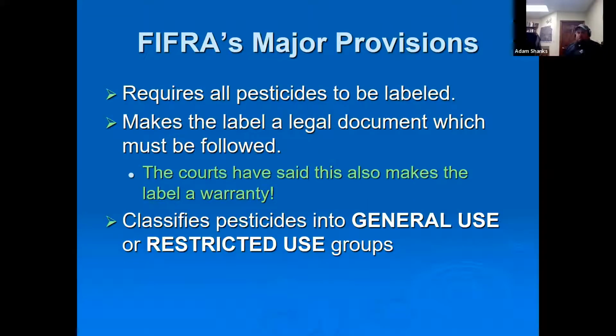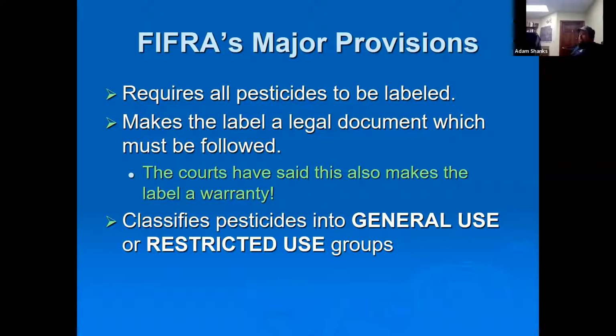So some of the provisions for FIFRA requires that all pesticides are labeled, and that makes the label a legal document, which must be followed. You'll hear me say this once, you'll hear me say this twice, you'll be sick of hearing me say this by the time this call's over. The label is the law. You must follow the label, that is the law.